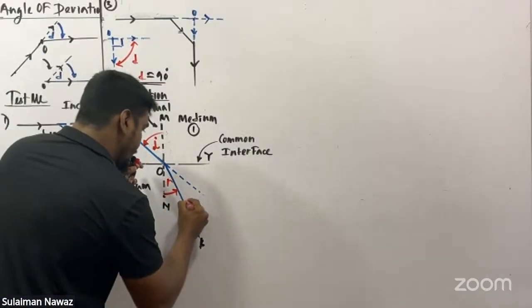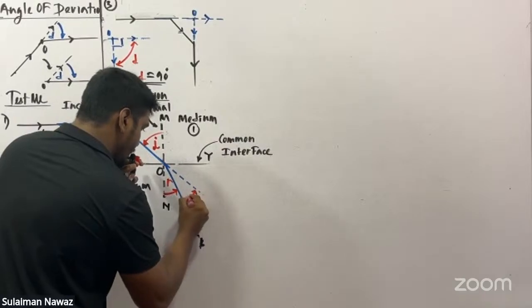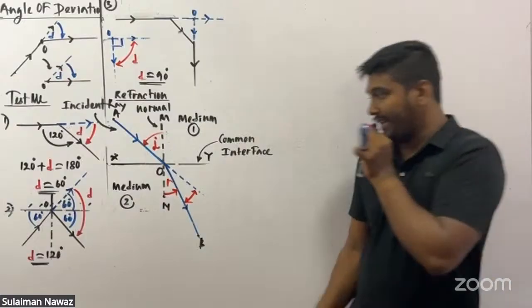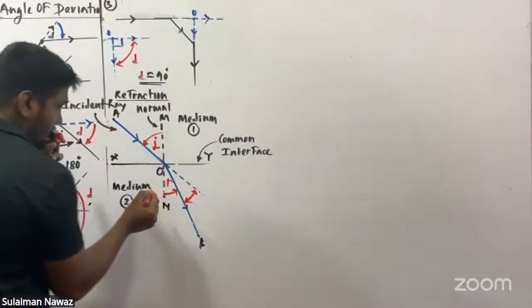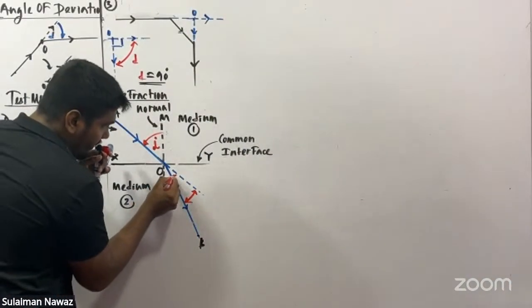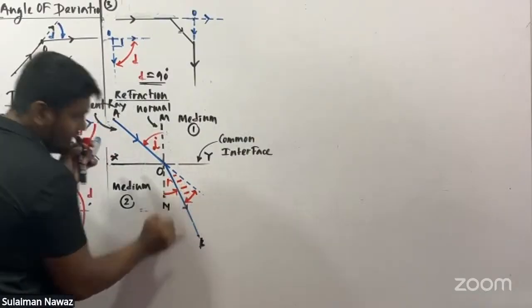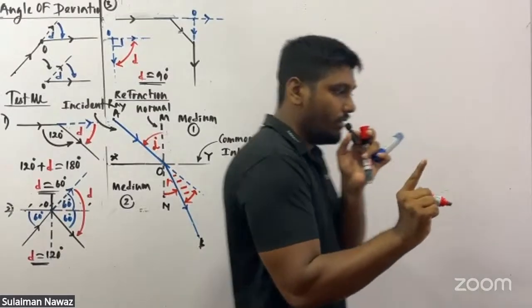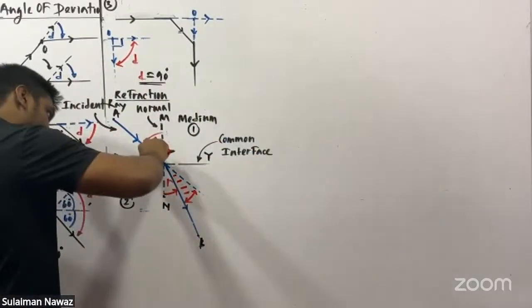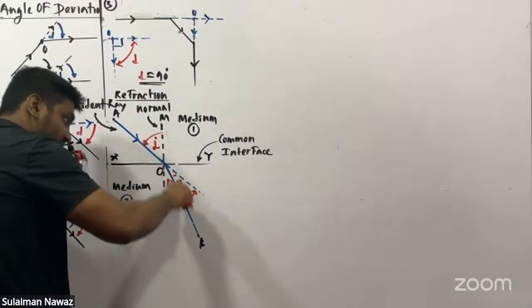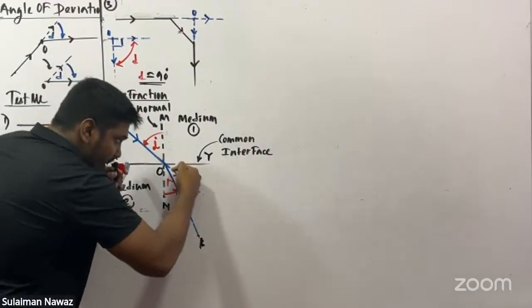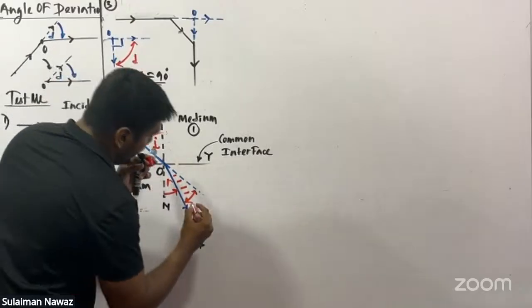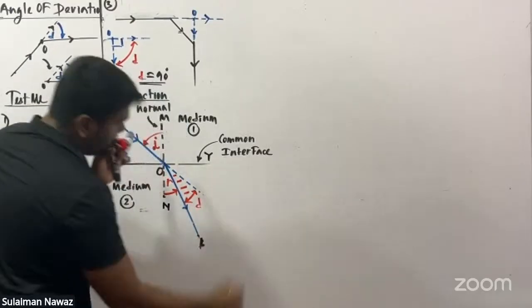I'll ask a question. What can you say about this angle? Reply everyone, quickly. That is going to be the angle of deviation. I explain: the initial direction of the light ray is in this direction. Now the direction is this direction. The angle between the initial direction and the new direction is going to be the angle of deviation, sir.